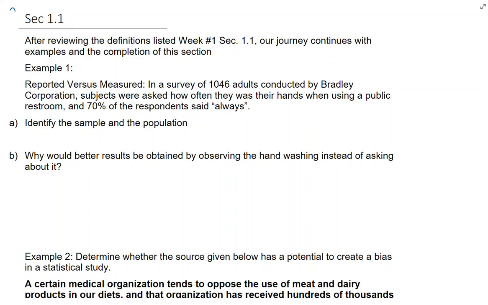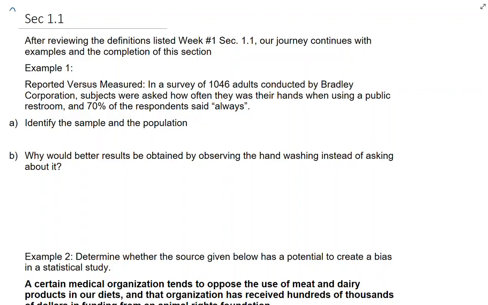Now we're beginning our video lesson after you've reviewed the vocabulary that pertains to this section and applying it. So here's example 1, reported versus measured.